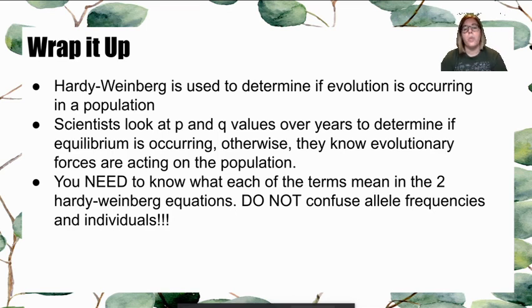And make sure that you really understand each of the equations and what exactly each of those terms stand for, right? Don't get p squared and p confused. One of them, p squared, is for individuals and p is for allele frequencies. Don't confuse them when you're working through Hardy-Weinberg equations.